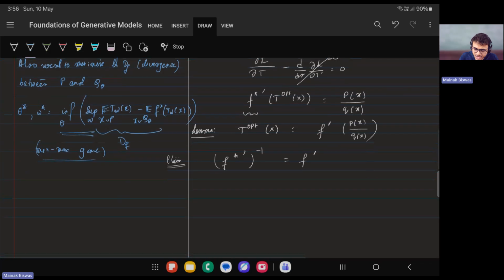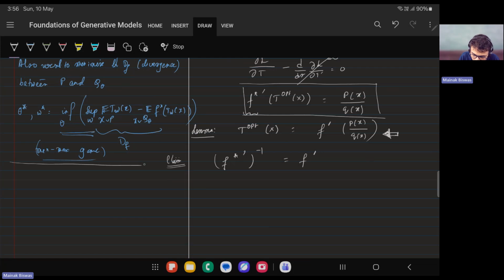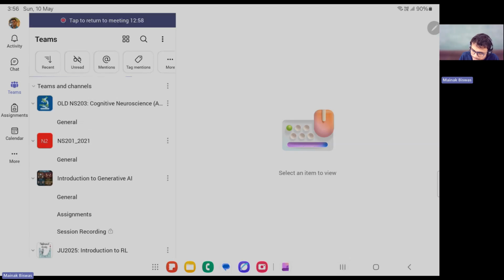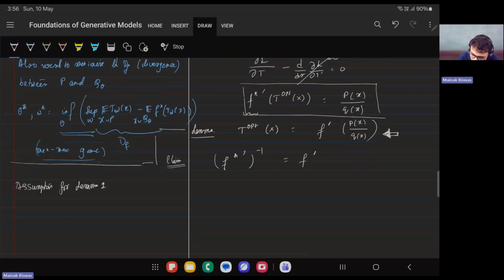So let's stop there and let's solve this lemma, because we have shown that this is true, but the book, or the paper, claims that the t optimal is just given by the derivative of the f function. So our assumptions are, as we have always taken, let's put a thing over here: assumptions for proving lemma 1. So let me just write this down, sorry. So this is, say, lemma 1.